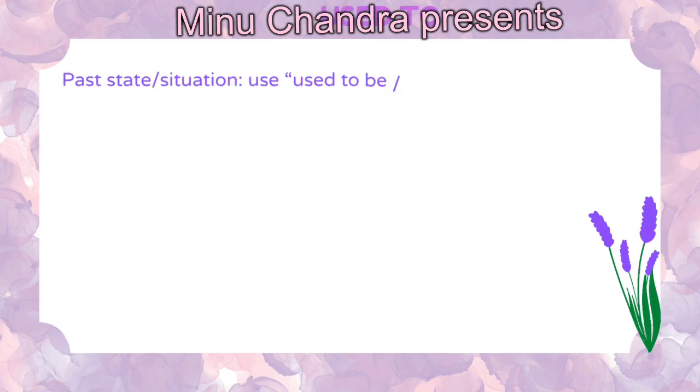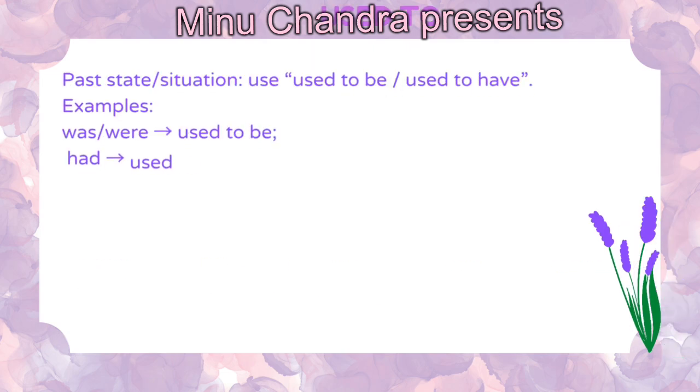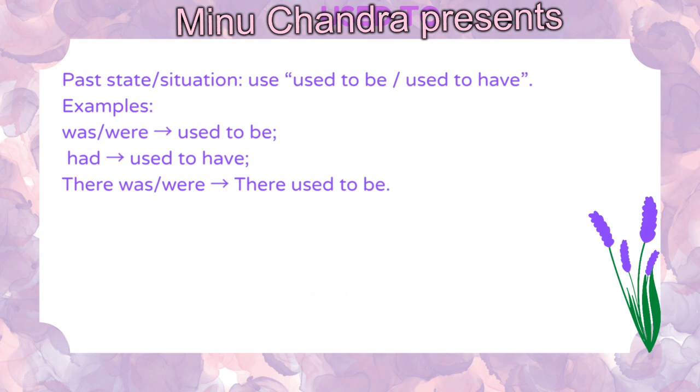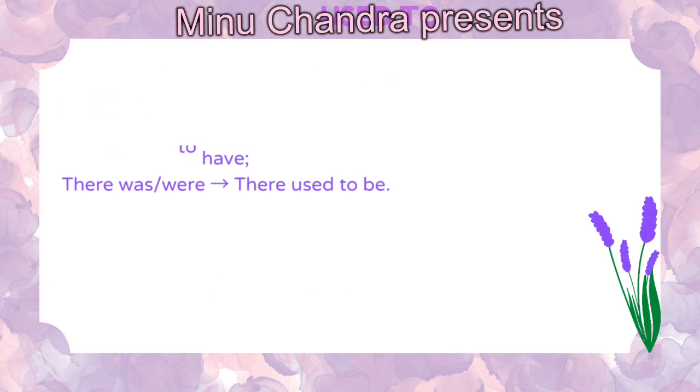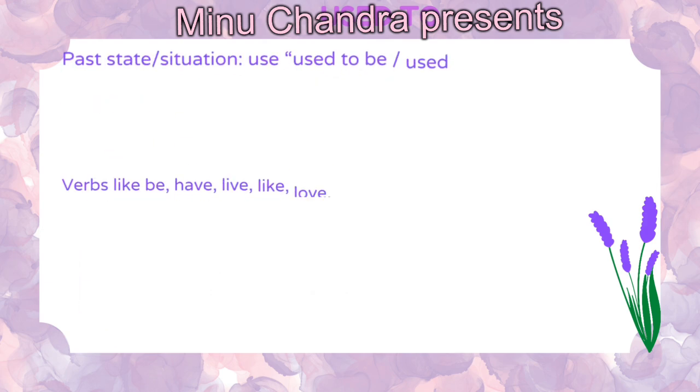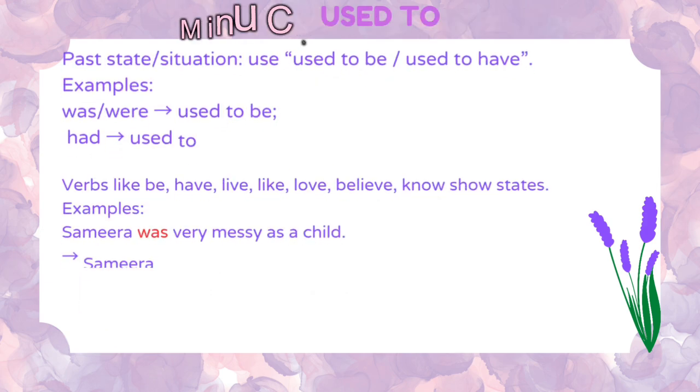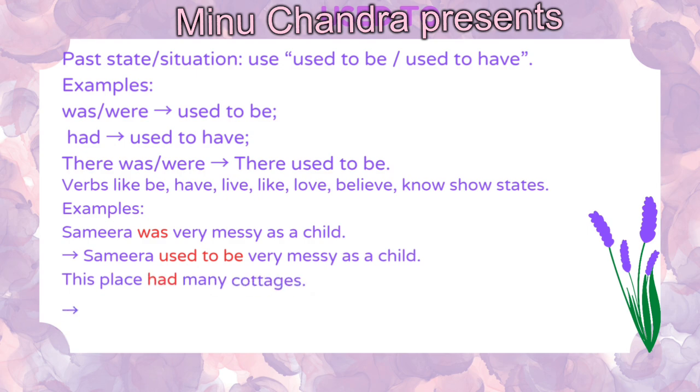Past state, situation. Use used to be, used to have. Examples: was, were becomes used to be; had becomes used to have. There was, there were becomes there used to be. Verbs like be, have, live, like, love, believe, know show states.